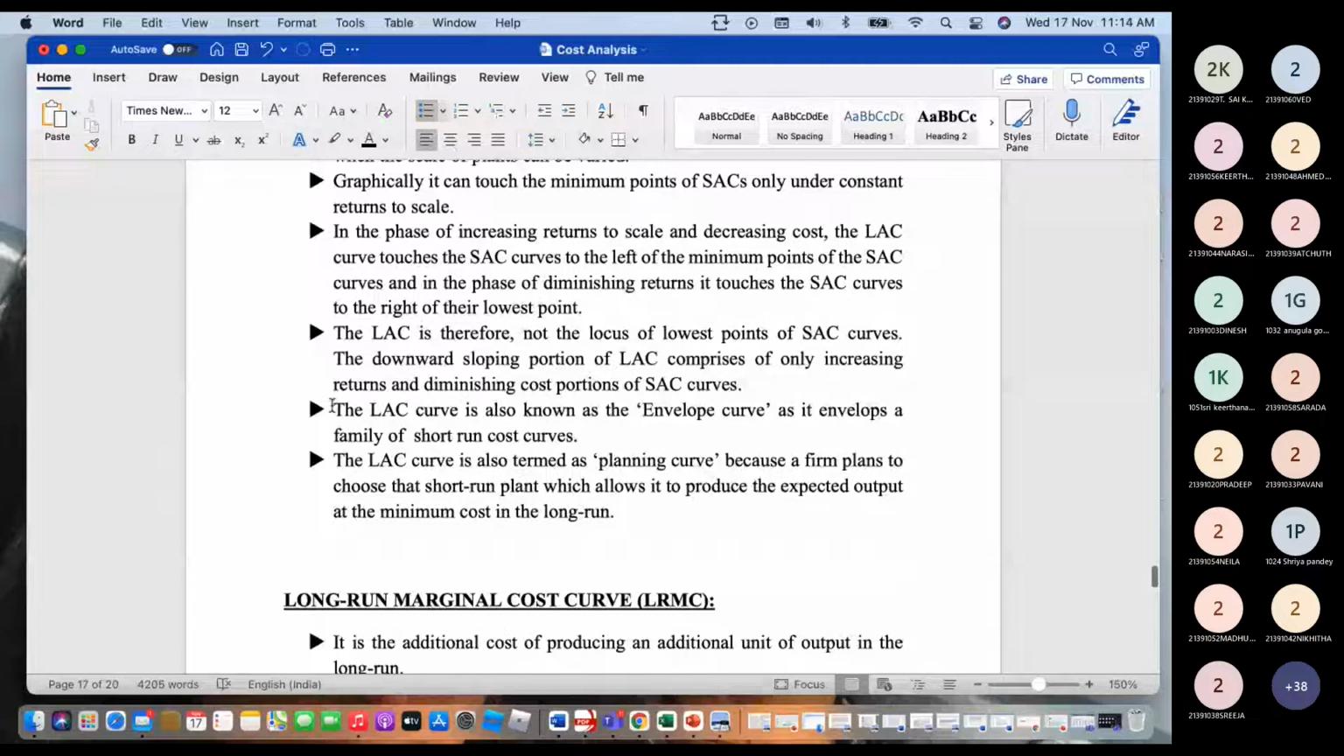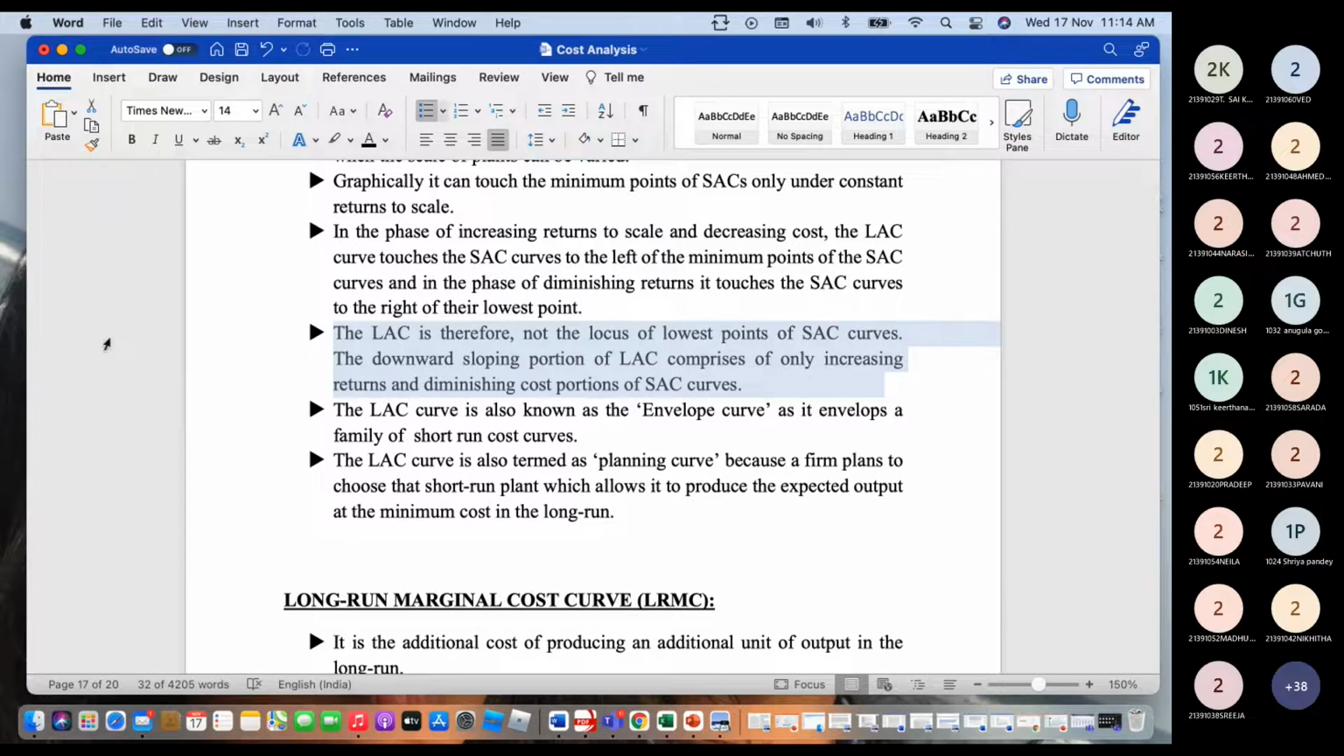And if you read these lines, what I have just highlighted, the LAC curve is also called an envelope curve because it is enveloping the short-run average cost curves. It's also called a planning curve because it helps the firm to plan the level of output which will be at the minimum cost.